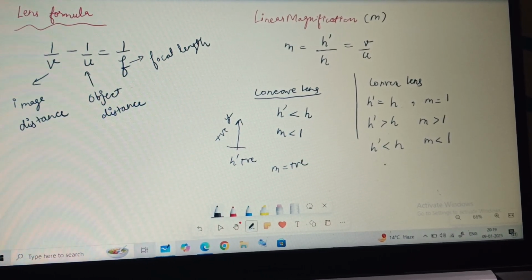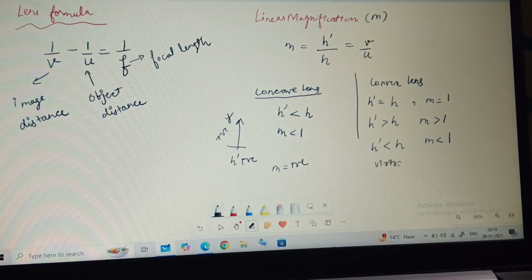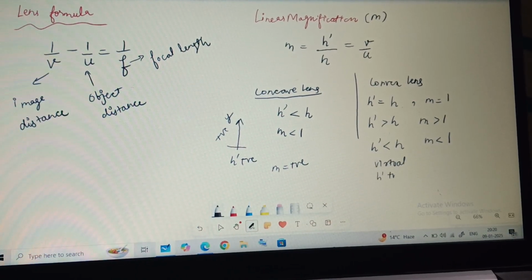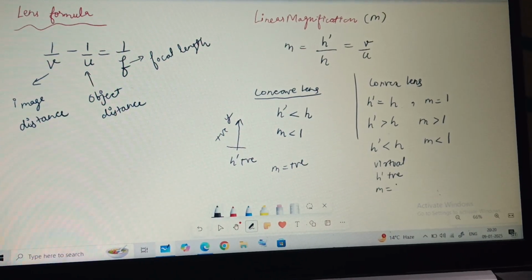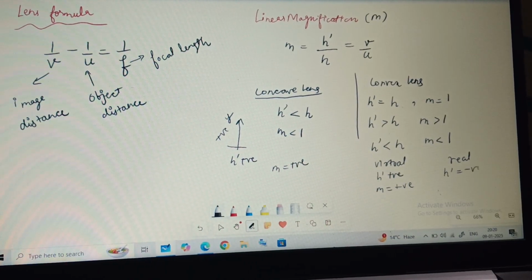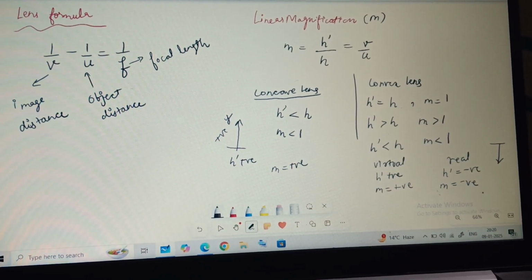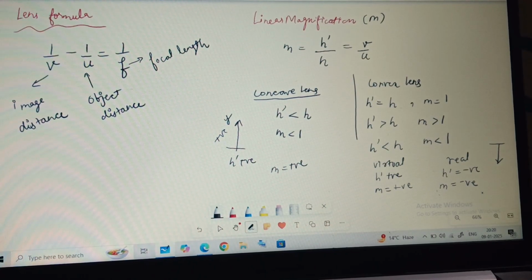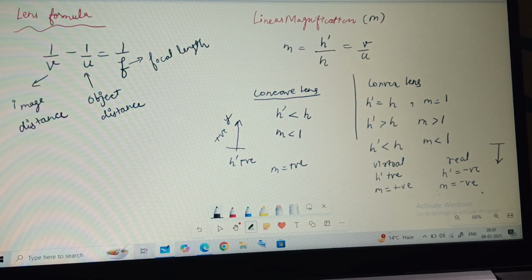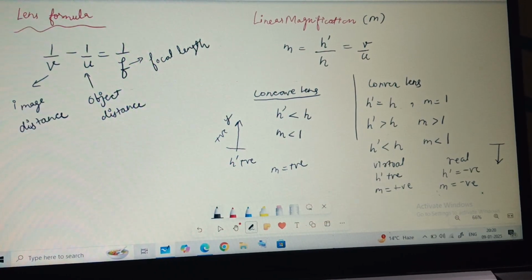Whereas in the case of a convex lens, if the image is virtual, then h dash will be positive and m will also be positive. But if the image formed by the convex lens is real, then h dash is going to be negative, since the real image is going to be formed on the negative y-axis, and in this case m will also be negative. So for virtual images, the value of magnification is positive, whereas it is negative for the real images formed by the convex lens. And for concave lenses, m is always going to be positive.